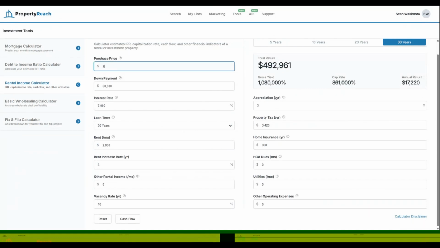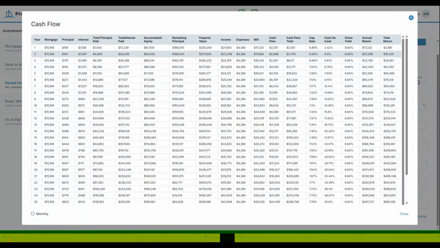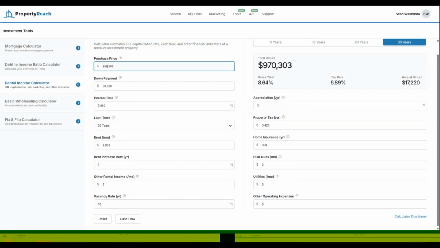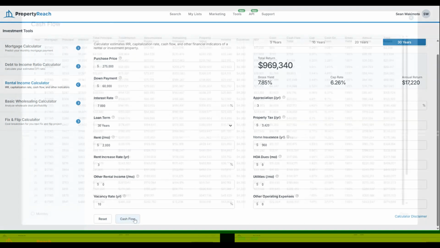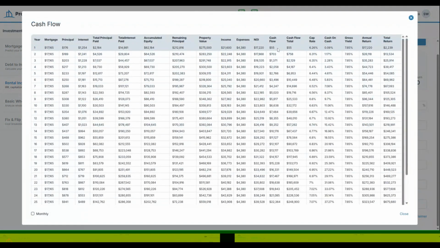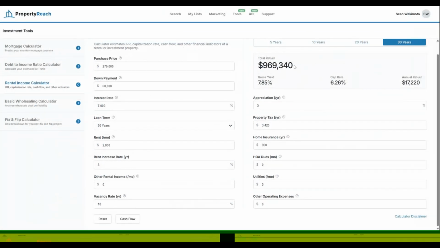I would probably go back and renegotiate the purchase price, see if that changes anything. Okay, cash flow is now positive. This can then tell me, if I change it some more, what price point can I actually get to. We'll just go in the middle. And all right, so this is about break even, just about. So I know I really can't go over 275 in purchase price to make some money each month in cash flow. So this is a very useful calculator.